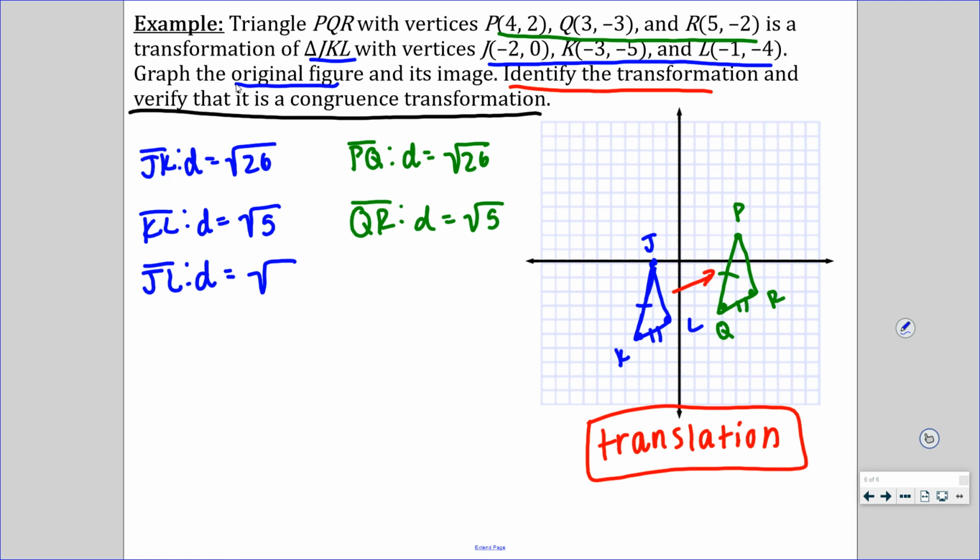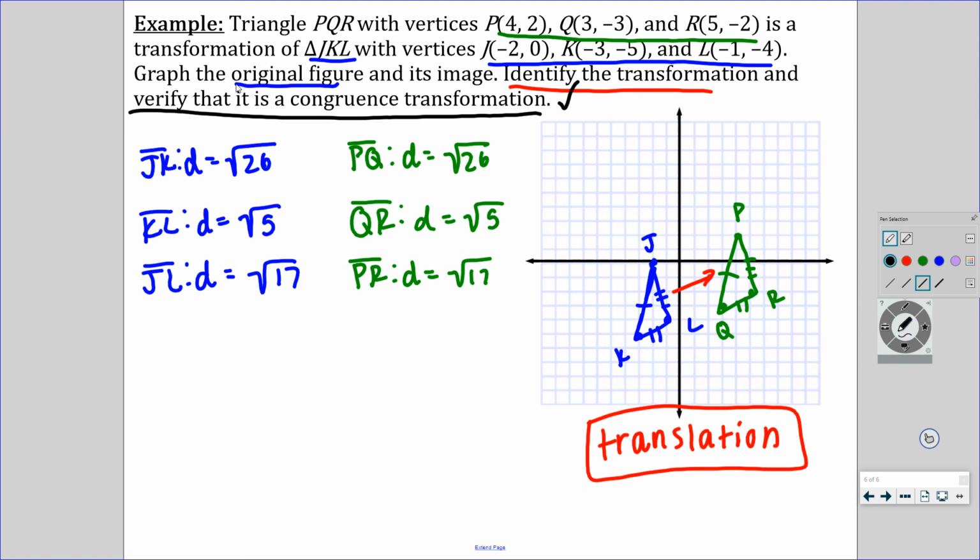I got the square root of 17. And PR. Got the distance to be the square root of 17. Good news. Those triangles are congruent, which verifies that this transformation indeed was a congruence transformation because the triangles are congruent. You don't have to write the congruent statement. You can if you want to, but you just have to check all the distances and make sure that those two triangles are the same. That's it.